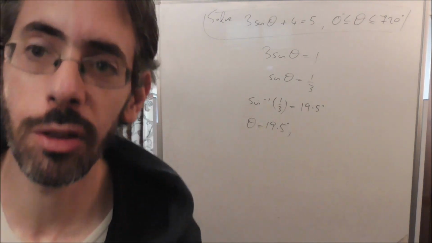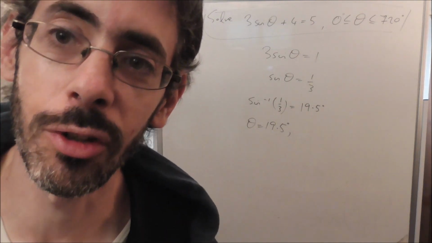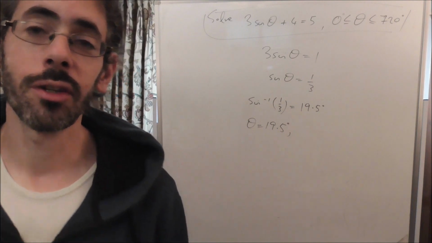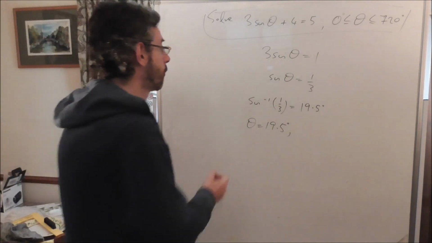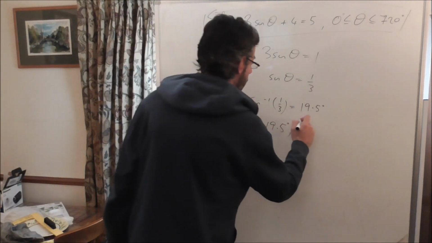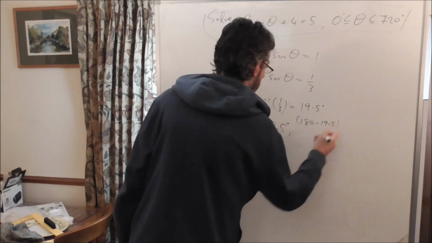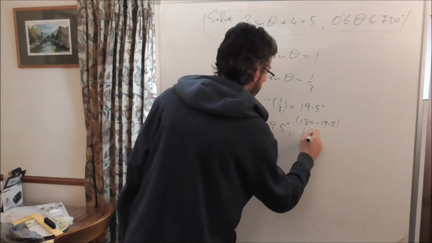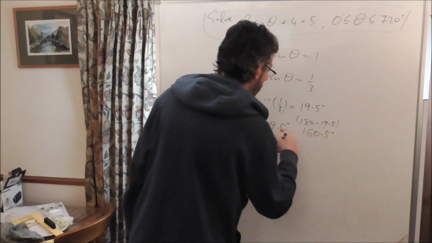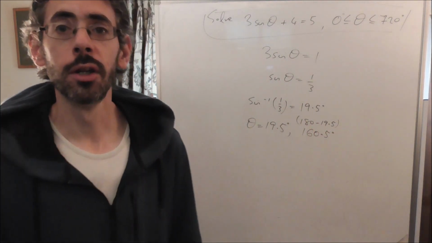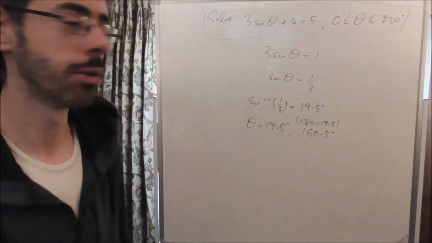Now for an equation with sine theta, do you remember how to get the second solution? That's right, you subtract the first one from 180. So you do 180, take away 19.5 to get the next biggest solution, which is 160.5. Now if you don't remember that rule, it doesn't matter. You could just use the unit circle to help you.